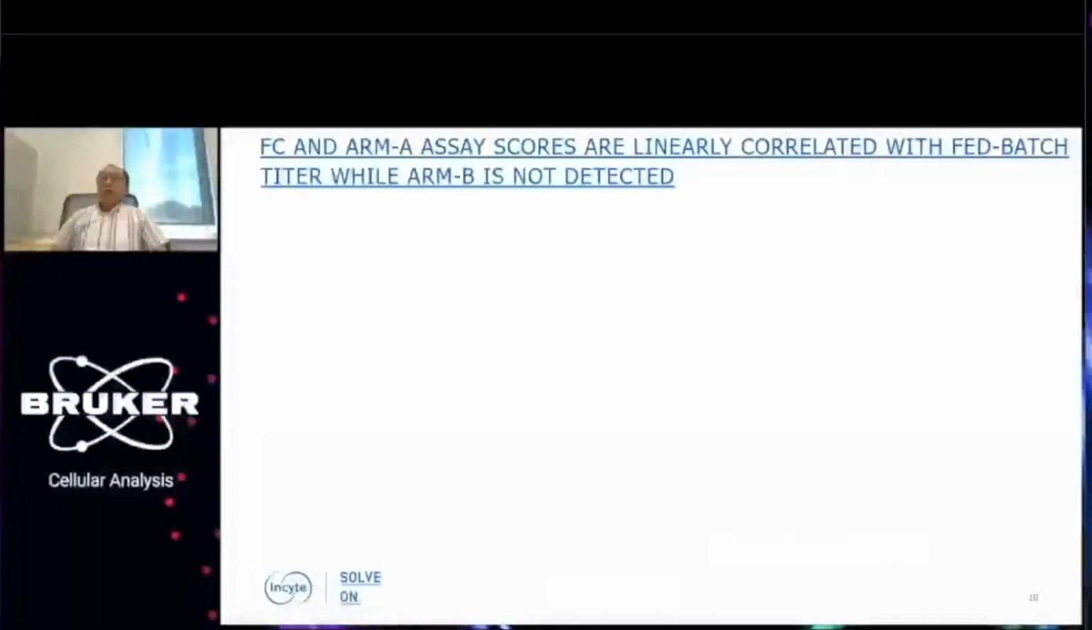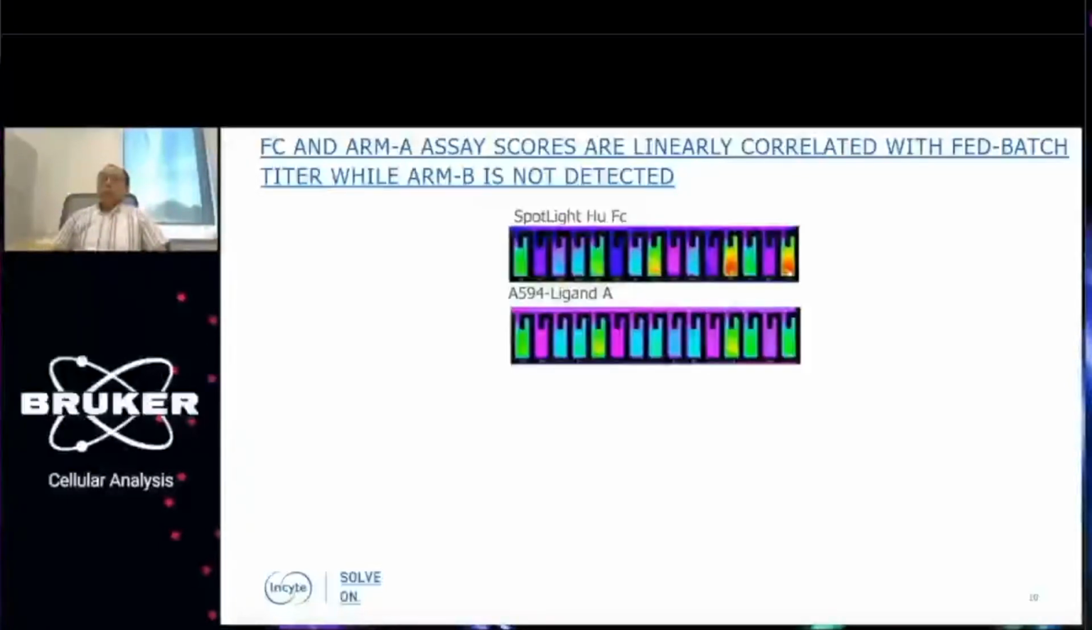So we performed the assays and found that Fc and arm A assay scores are linearly correlated with fed batch titer, while arm B was not detected. This picture shows assay images of Spotlight human Fc and Alexa 594 labeled ligand A. We couldn't detect Alexa 594 labeled ligand B. We did some experiments to find the root cause.